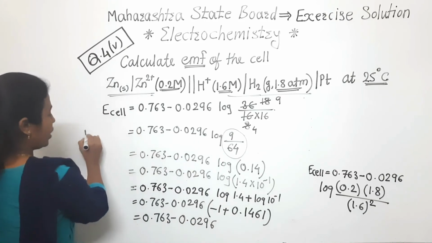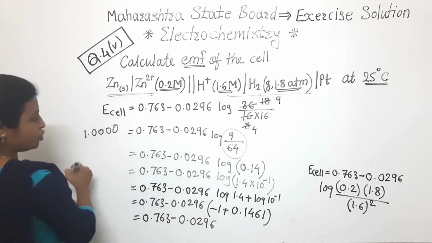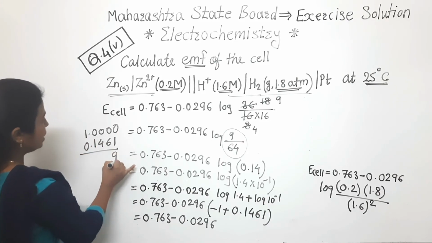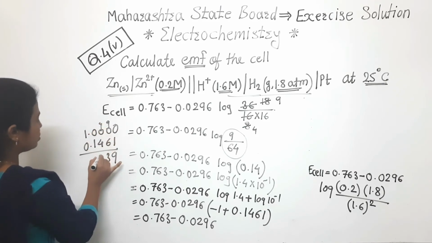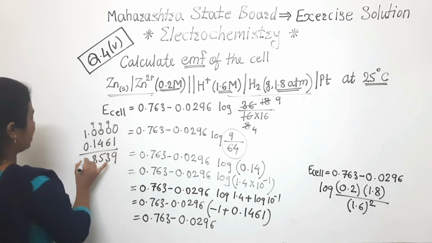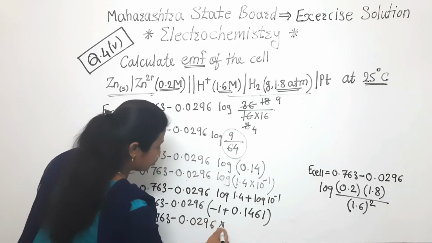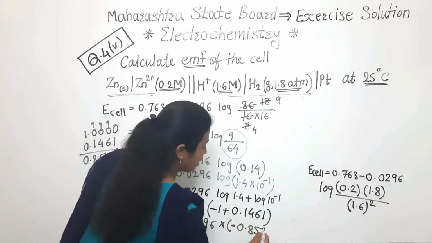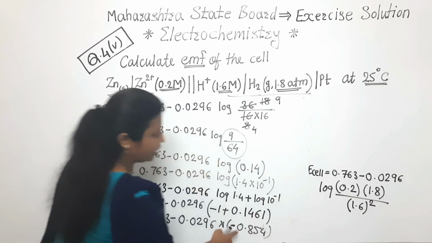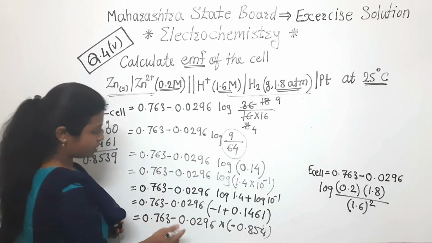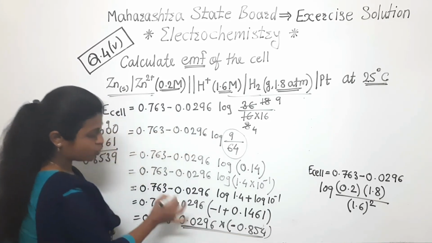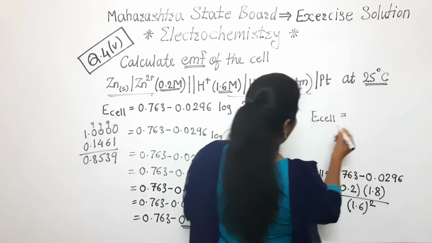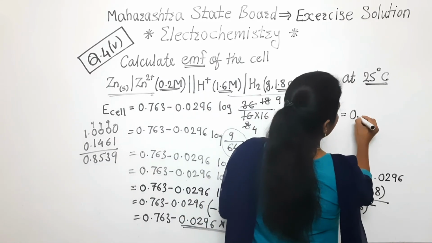Now see here, 1.0004 we have taken, minus 0.1461. 10 minus 1 is 9, 9 minus 6 is 3, 9 minus 4 is 5, 9 minus 1 is 8, and here 0 point, with the minus sign, it will be 0.8539, or here we can take that as 0.854. Now what we have to do here, simply multiply these two terms to each other. So finally E cell is equal to, first that same 0.763.